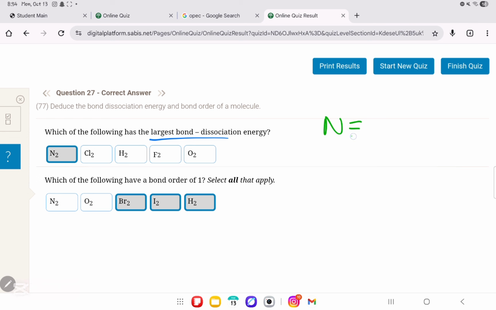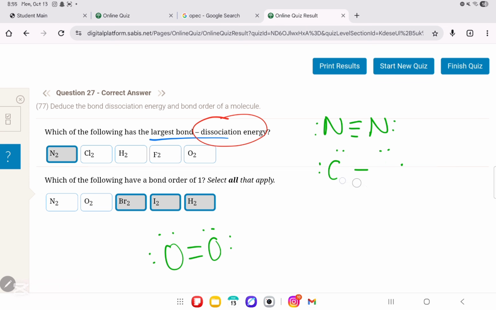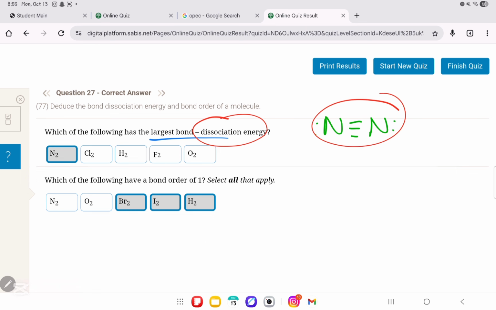So I'm gonna draw them all. You guys should know how they are supposed to be drawn. Okay, so this is N2, this is Cl2, this is H2, this is F2, and this is O2. Okay, so which of them has the largest bond dissociation energy? What does it mean? It means the energy required to break the bonds. Definitely, if it's a single bond, it's easier to break than a double and triple bond. And if it's a double bond, it's easier to break than a triple bond. So our winner is N2.